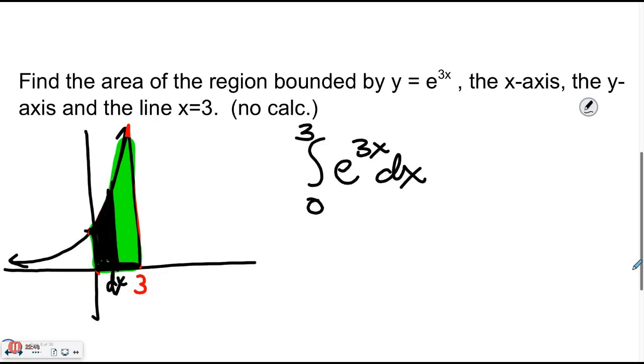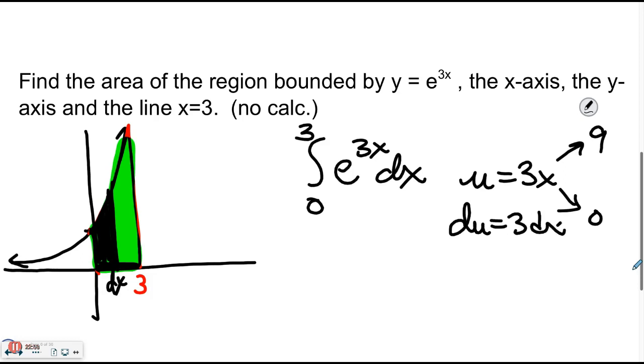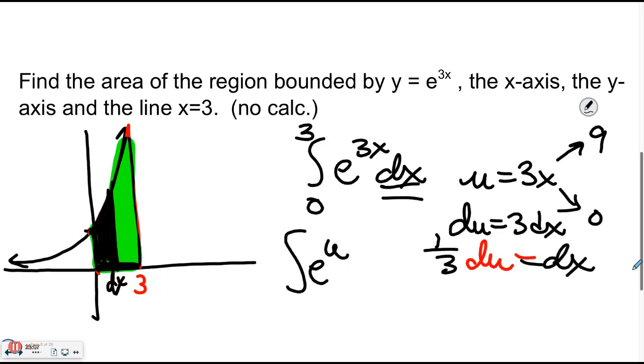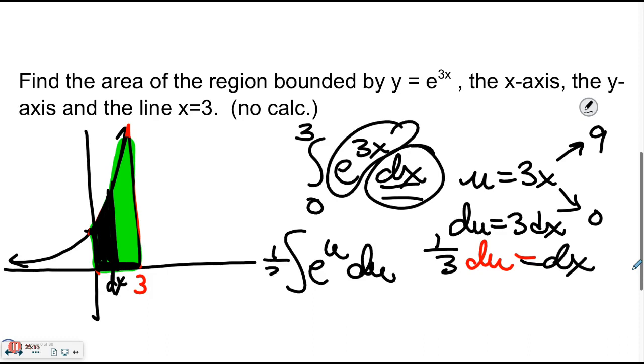Be careful, this is u sub. U would equal 3x. Now, if you want to change limits, which I like to do, I'll go from 0 to 9 and I'll never look back. Du is equal to 3 dx, but I just want dx, so 1/3 du equals dx. So let's set this up. We now have e to the u for this part, and 1/3 du, the fraction correction, out front. And now our u limits are 0 to 9, and we never need to go back to x.